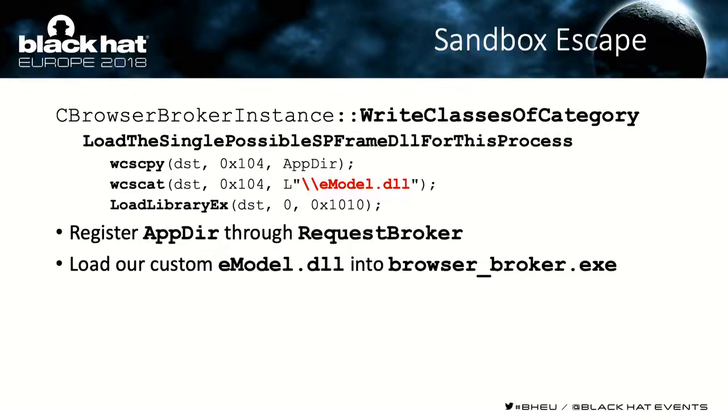This method is called WriteClassOfCategory. It calls LoadLibrary to load a DLL for this process. From the name, we could know it loads a DLL into the current process. It appends a hard-coded name to the application directory to build the DLL path. And guess what? The application directory global variable is also set through request broker during the initialization. So now we can load our custom DLL into the browser broker.